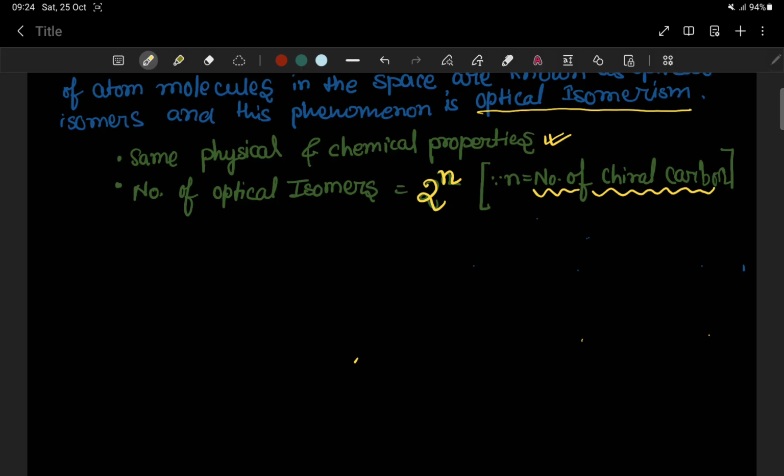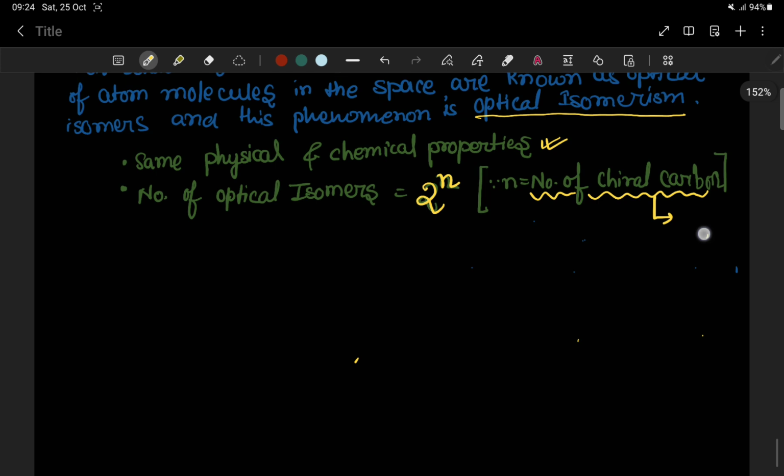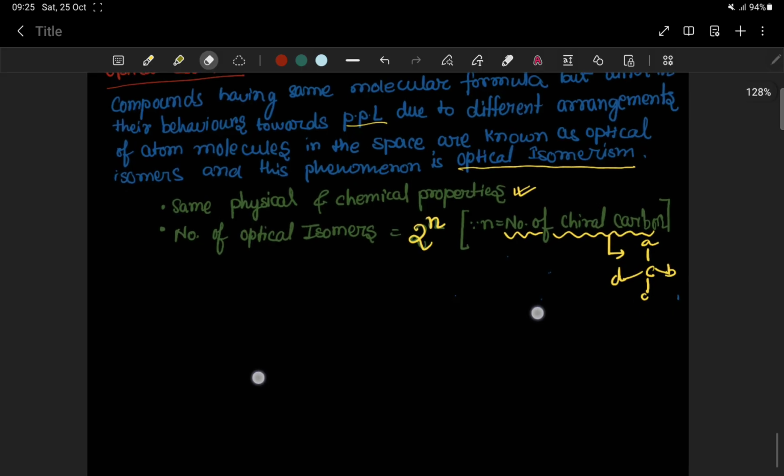I hope you understand what a chiral carbon is. If not, I am just showing it over here. This is the chiral carbon, which has different groups on its 4 arms. This is group A, this is group B, group C, group D. There will be asymmetry in the whole carbon. A single chiral carbon means it will have two optical isomers. Fine, this is the whole description.